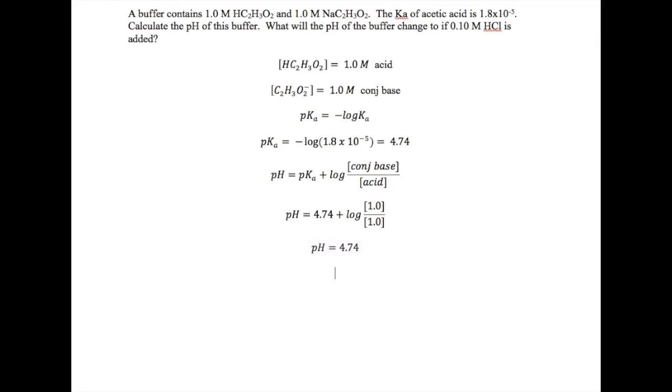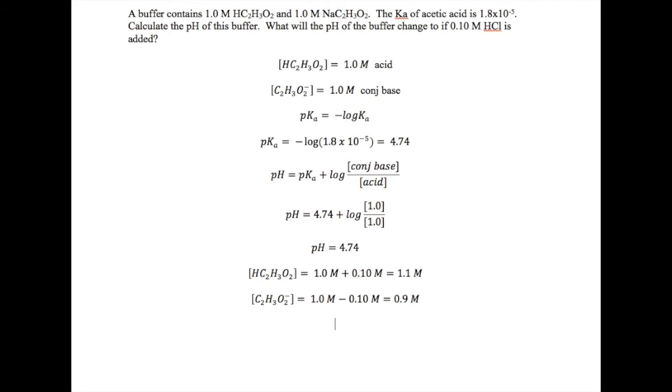Now let's take a look at the second part of this problem. What will the pH of the buffer change to if 0.10 molar HCl is added? The first thing we need to do to solve the second part of the problem is identify the fact that if we add a strong acid to this buffer solution, that's going to increase the concentration of the weak acid due to a shift in the equilibrium reaction that the buffer system contains. Therefore, the concentration of the weak acid, in this case acetic acid, is equal to 1.0 molar plus 0.10 molar from the HCl, which equals 1.1 molar.